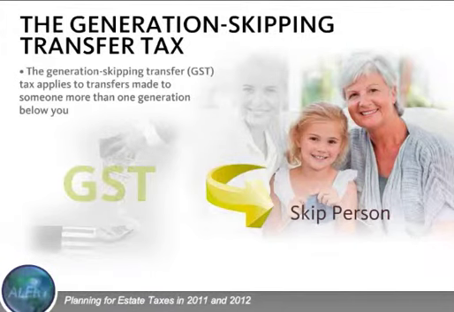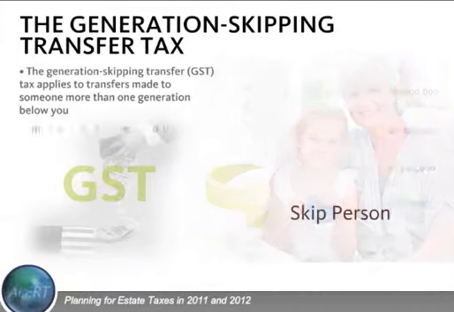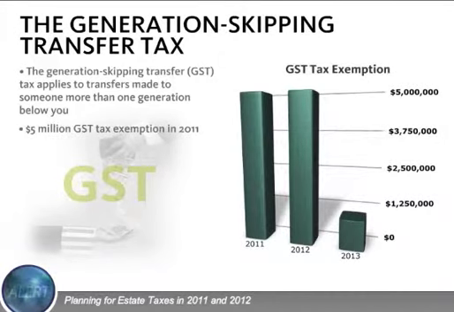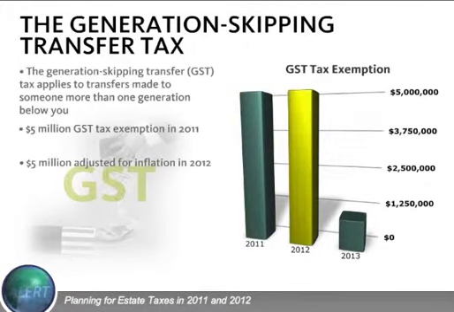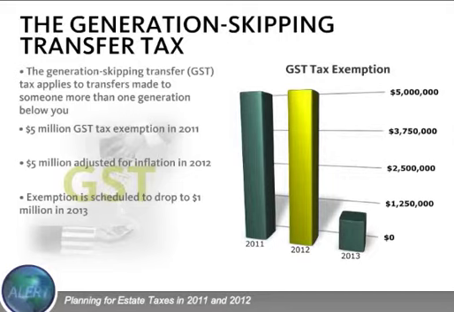Because the generation-skipping transfer tax is a separate tax, you get a separate exemption. The exemption for generation-skipping transfer tax purposes is also $5 million in 2011. The $5 million amount will be indexed for inflation in 2012. But just as with the gift and estate tax exemption, this amount is scheduled to drop to $1 million in 2013. Unlike the gift and estate tax exemption, though, the GST tax exemption is not portable.